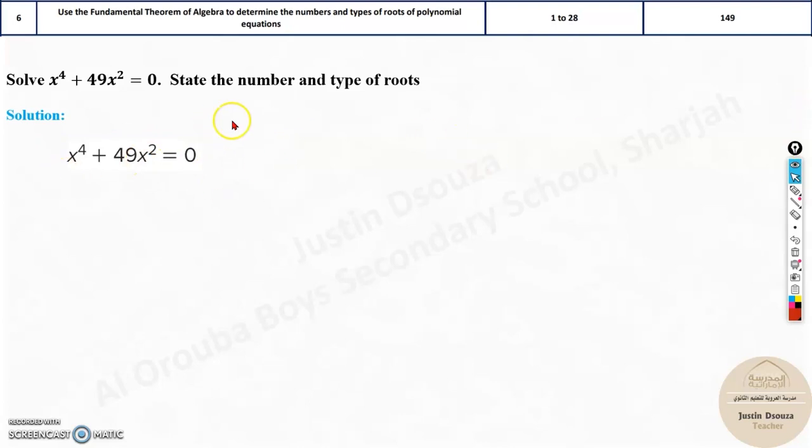Here, you need to simplify this. This is the original equation. All you need to do is take the common terms out. You can see x to the power 2 is common. Remove it out.